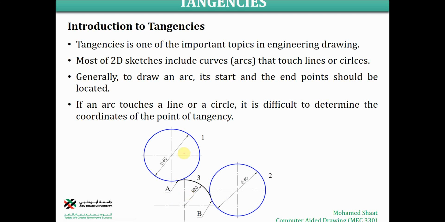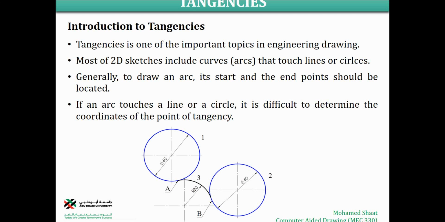But the problem is, in terms of practical engineering drawing, in case we have an arc that is tangent to two circles, we are not specifying where the center point of this arc should be. It means that if you are given an exercise with some tangencies, the center point will not be given to you. You have to locate where the center point should be, based on what? Based on the tangency concept. And this is what we're going to discuss.